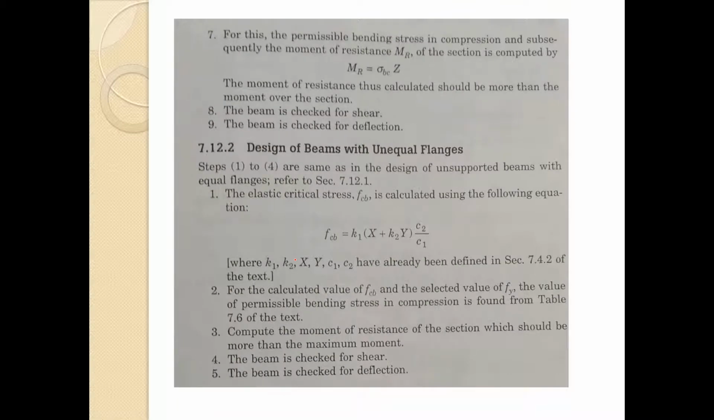Then, with the permissible bending stress in compression, subsequently the moment of resistance Mr of the section is computed by moment of resistance equal to sigma bc into Z. The moment of resistance thus calculated should be more than the moment on the section. Then the beam is checked for shear and the beam is checked for the deflection.